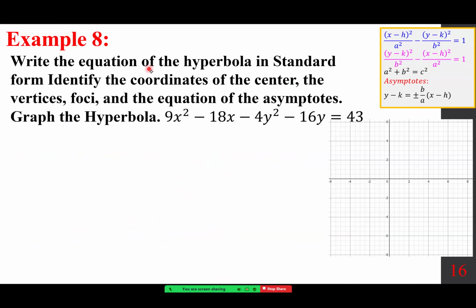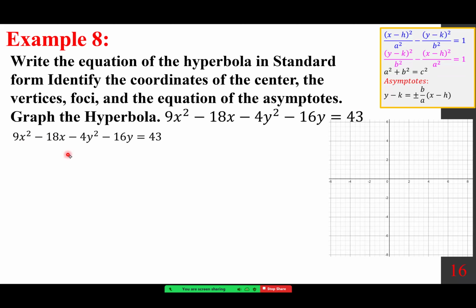Write the equation of the hyperbola in standard form. Identify the coordinates of the center, the vertices, foci, and the equation of asymptotes. Graph the hyperbola. So the main thing is to rewrite it in standard form. So what do we do? We put all the x's together, all the y's together, and we make sure 43 is on the other side. And these two, we can take out 9.